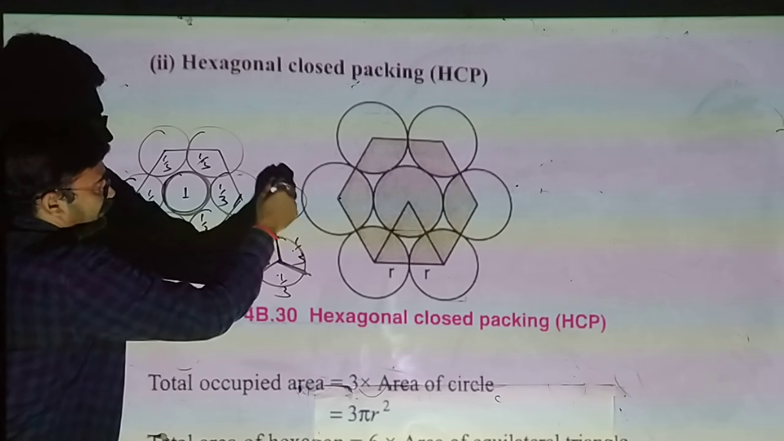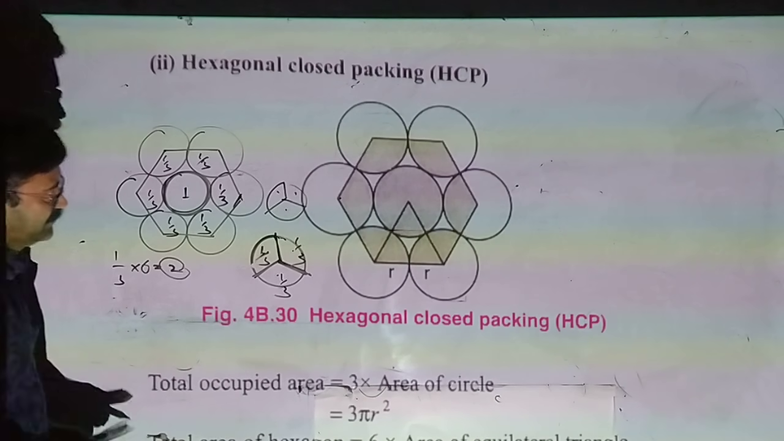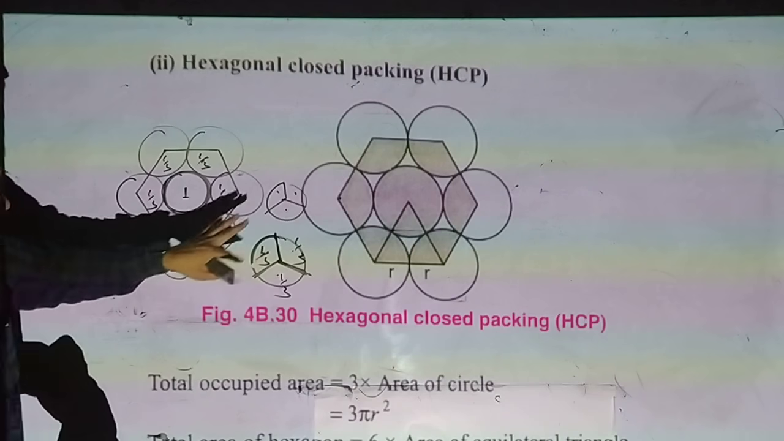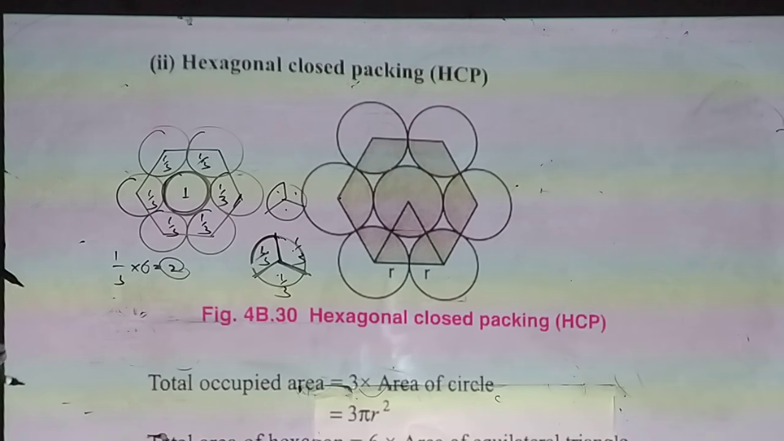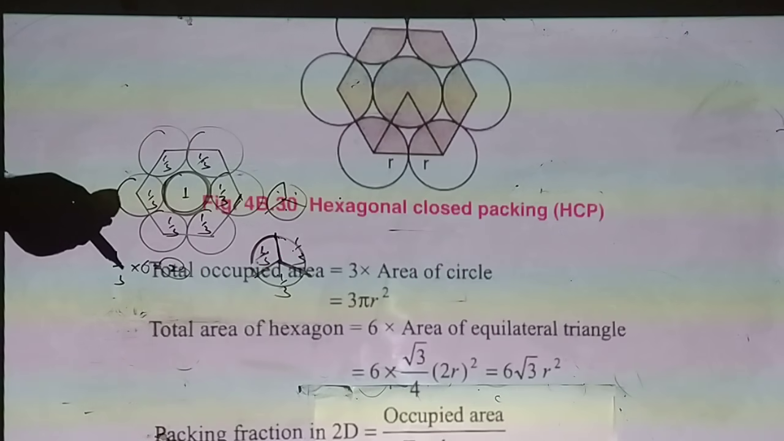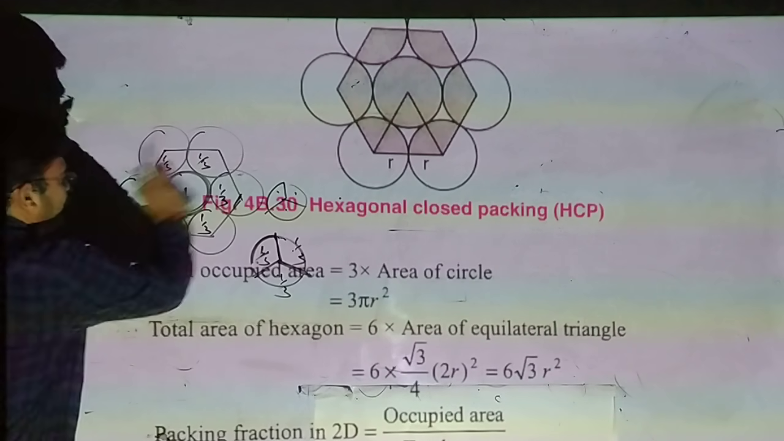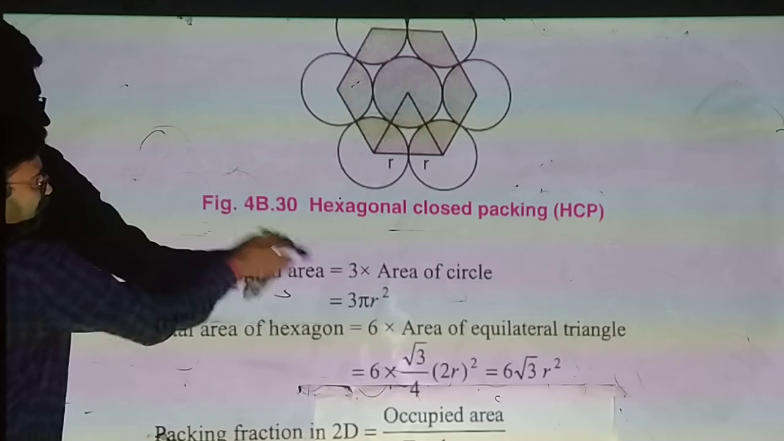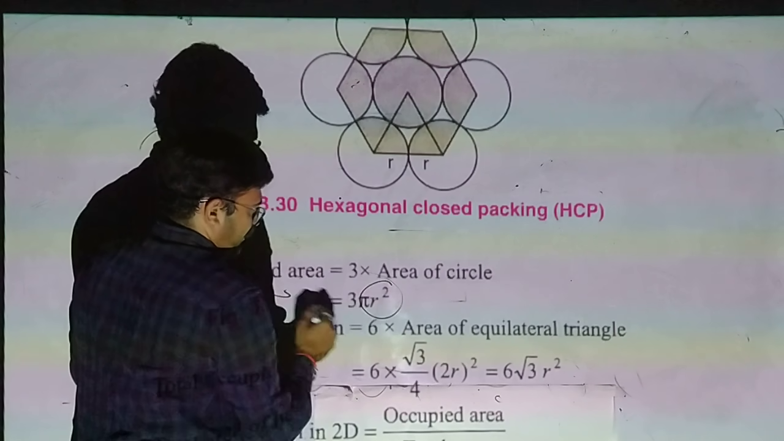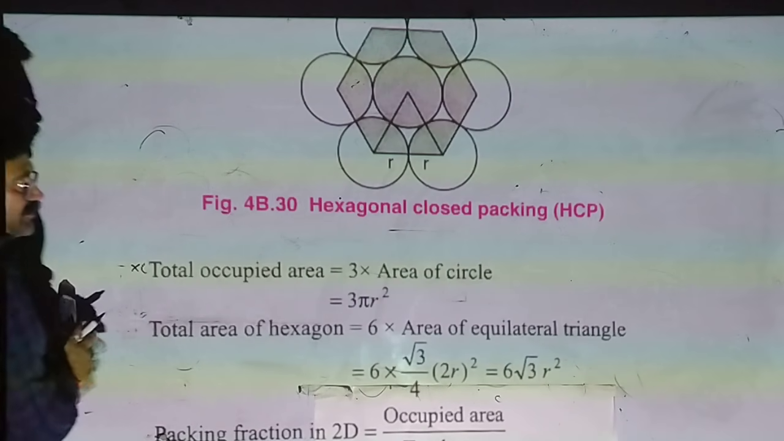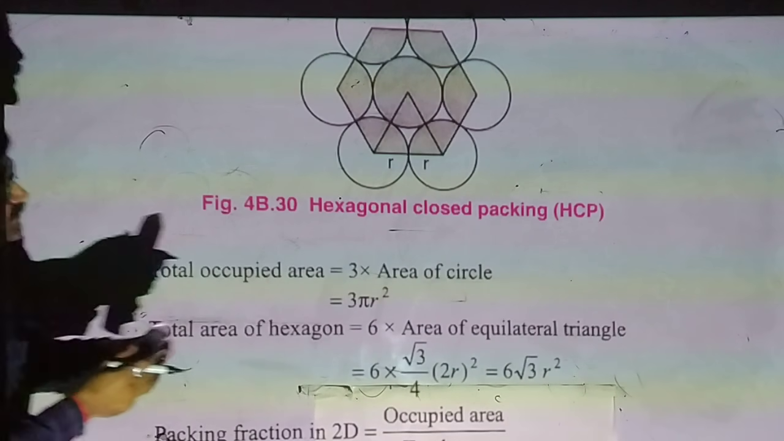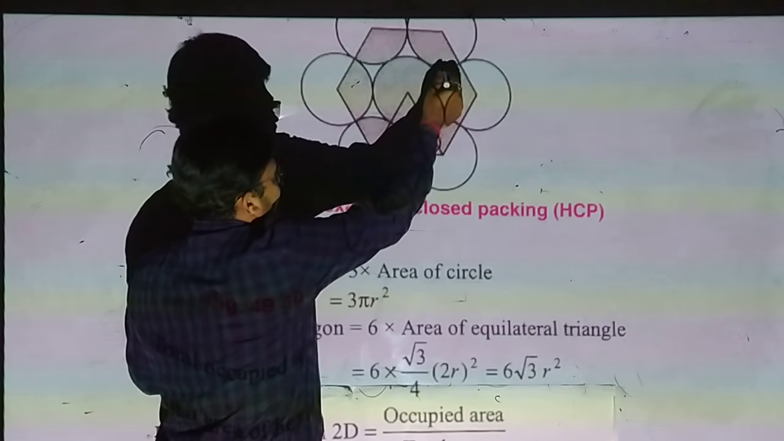1, 2, 3, 4, 5, 6. 1/3 part 6 times makes 2 circles, and one at the center. So total circles are 3. One circle has area pi r square, so 3 circles have 3 pi r square, the occupied space by the spheres. Now these are vacancies.